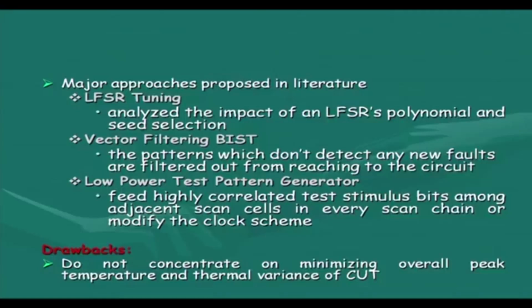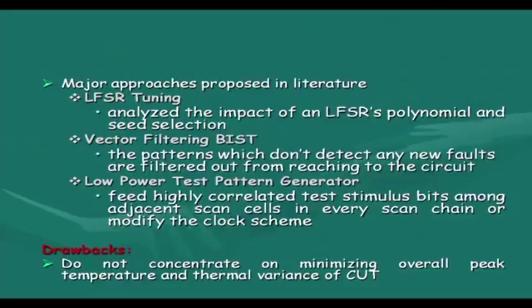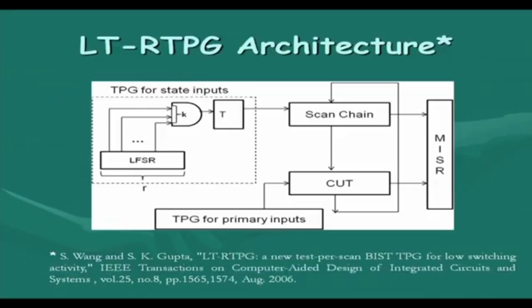Vector filtering we have seen previously, that is, test patterns which do not detect any new faults are excluded from the test pattern set. So, that can also be used, and also low power test pattern generation. So, we feed highly correlated test stimulus bits among adjacent scan cells in every scan chain. So, this is another possibility, that if two successive bits are very similar to each other, then it can generate a low power test sequence. So, this is also done, but they do not contribute to the overall peak temperature reduction and thermal variance reduction.